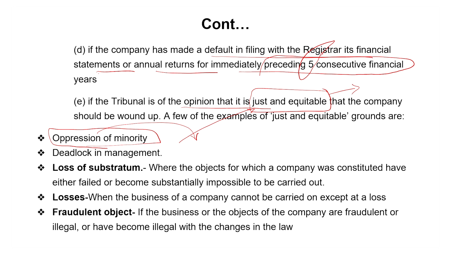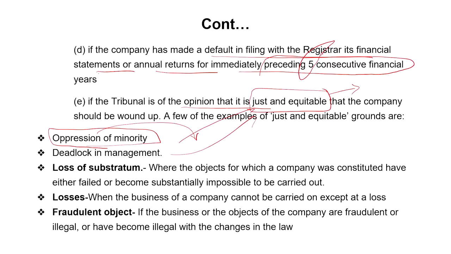Second, deadlock in management. For example, in a company there are only two directors and they are not on speaking terms with each other. That is the position where a deadlock arises. And in such cases, there is no option except to close the business. So, this is also one of the cases decided by judicial pronouncement as a case under just and equitable.